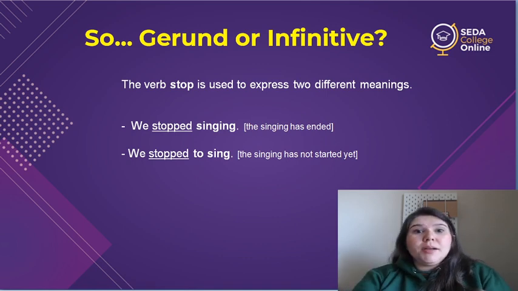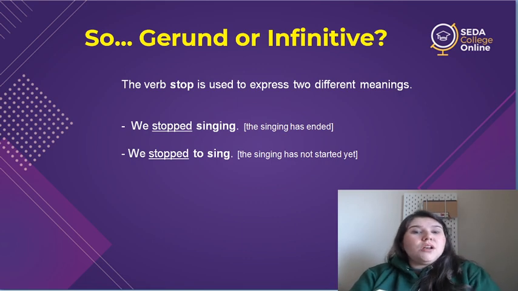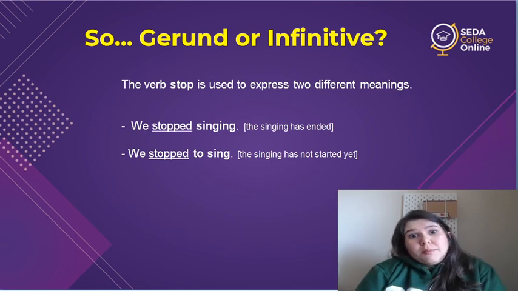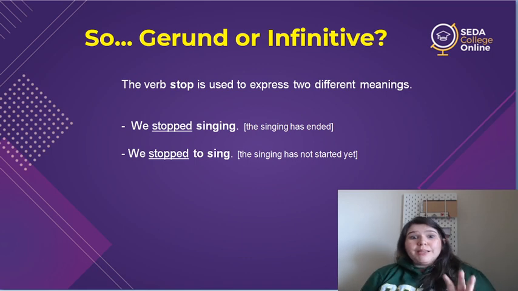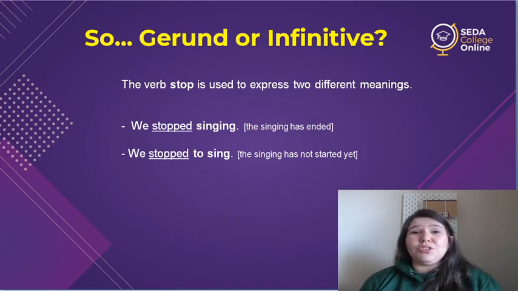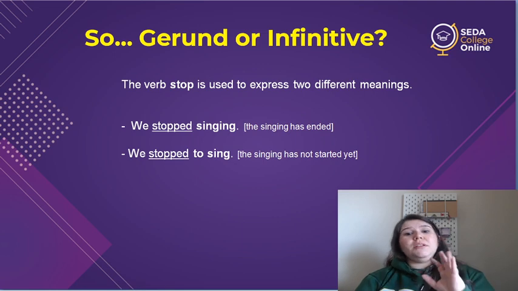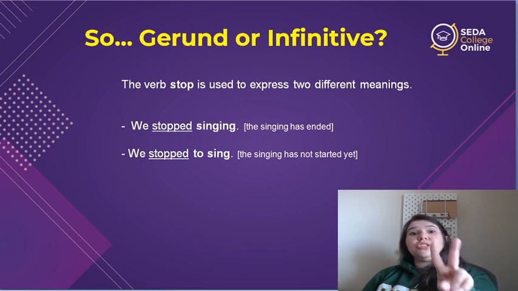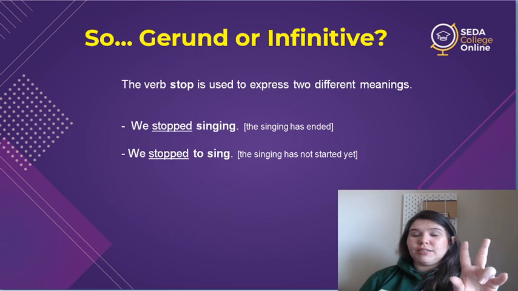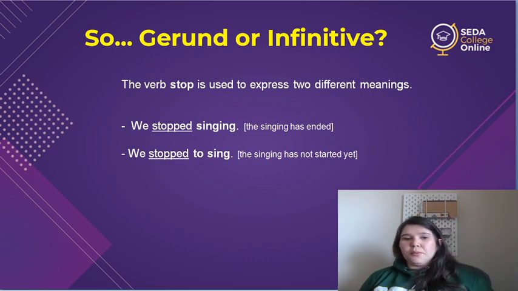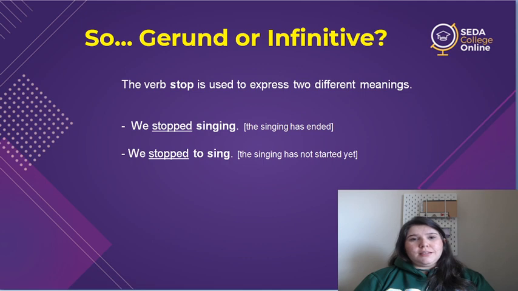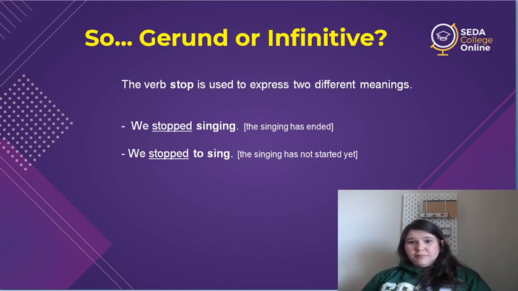But we're talking about verbs that talk about time: begin, continue, and start. And stop is also a verb that talks about time in a way, yeah? But the verb stop has something a little different. The verb stop is used to express two different meanings. So attention here. The first example, we stopped singing. It means that the singing has ended. You finished the action, yeah?